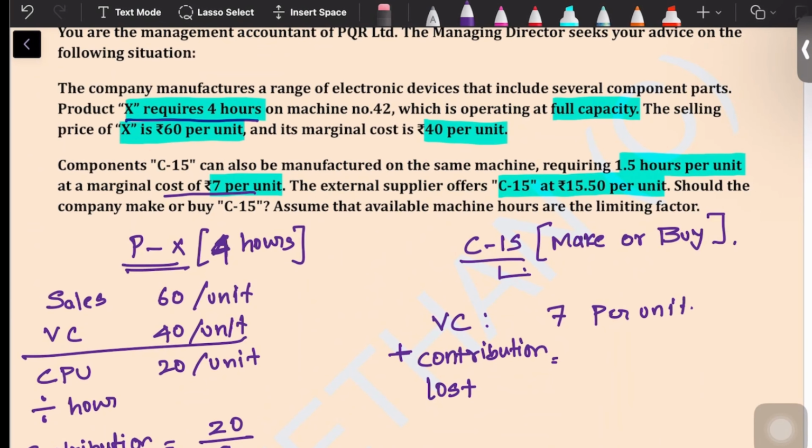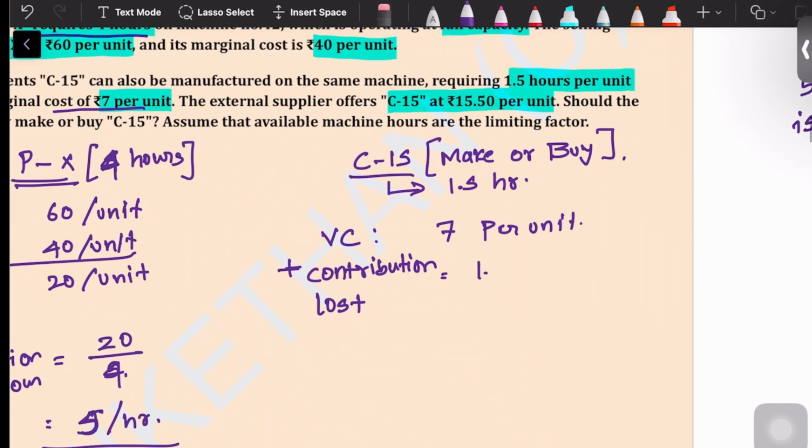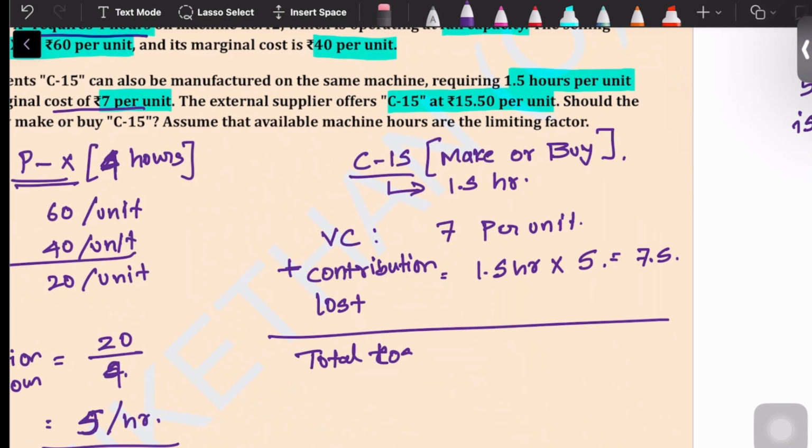And C15 requires 1.5 hour. So contribution lost is 1.5 hour into 5, which is equal to 7.5. So total cost to make. I'm not preparing a statement in the case of C15. What I'm doing, I'm finding out the total cost.